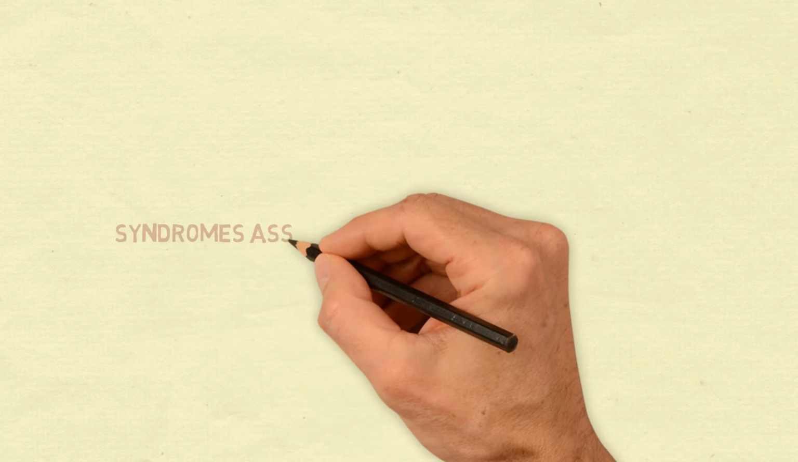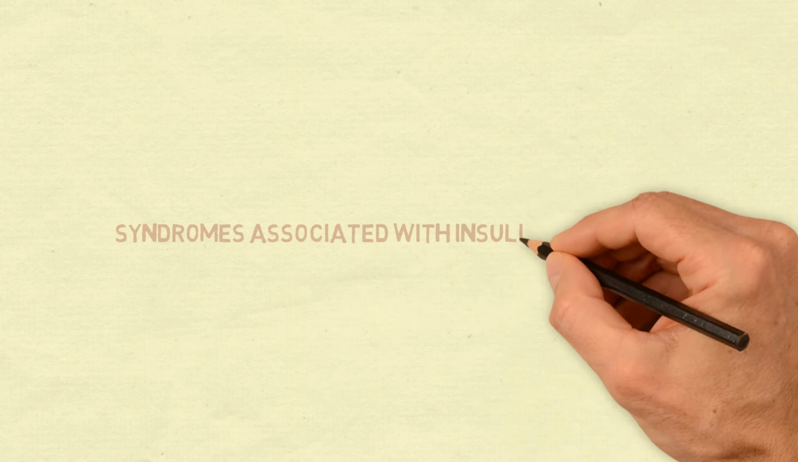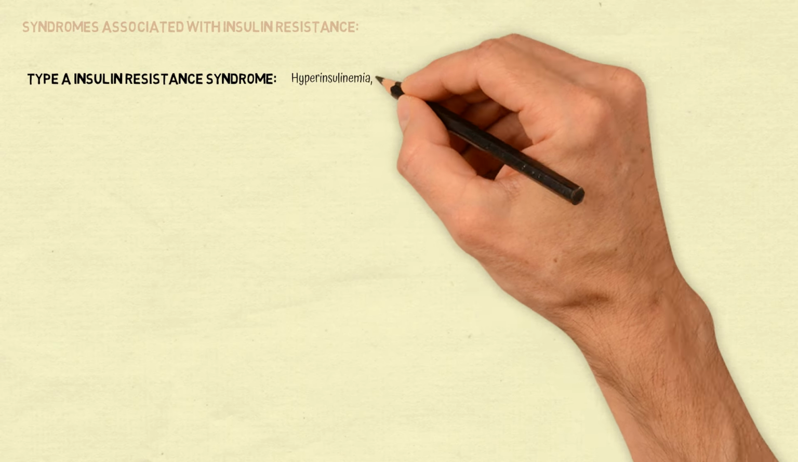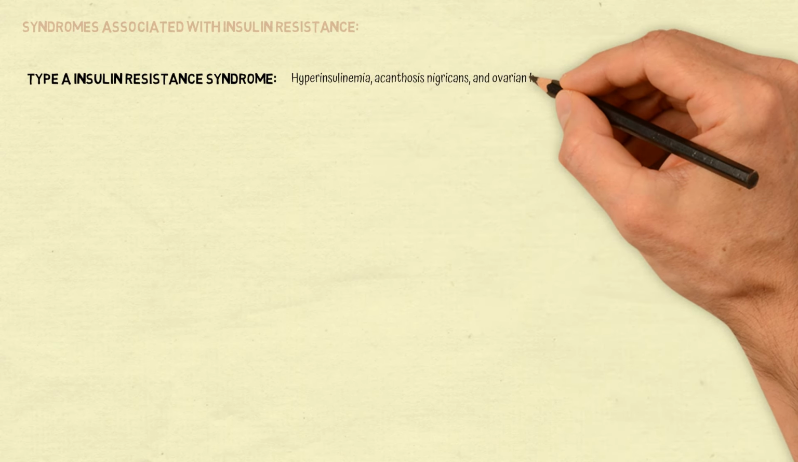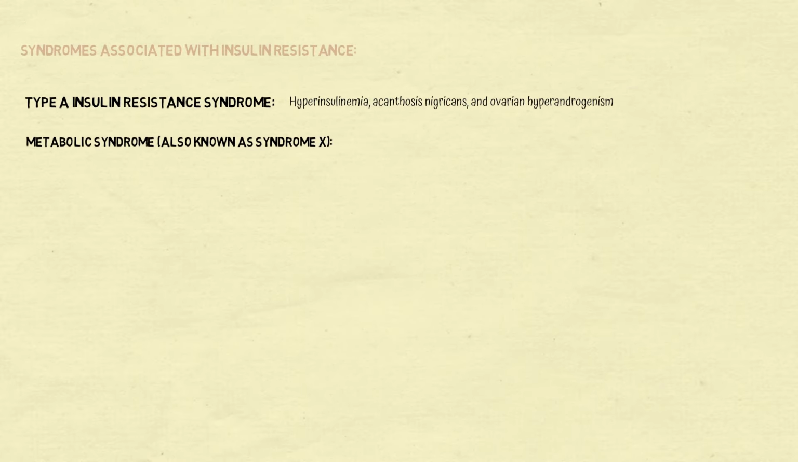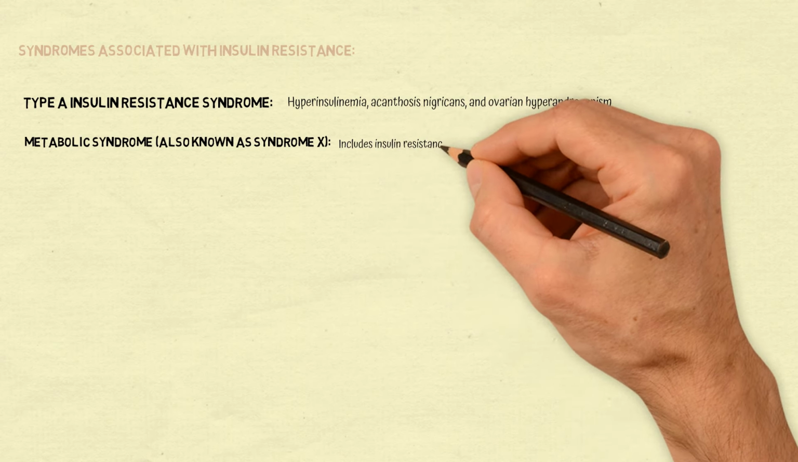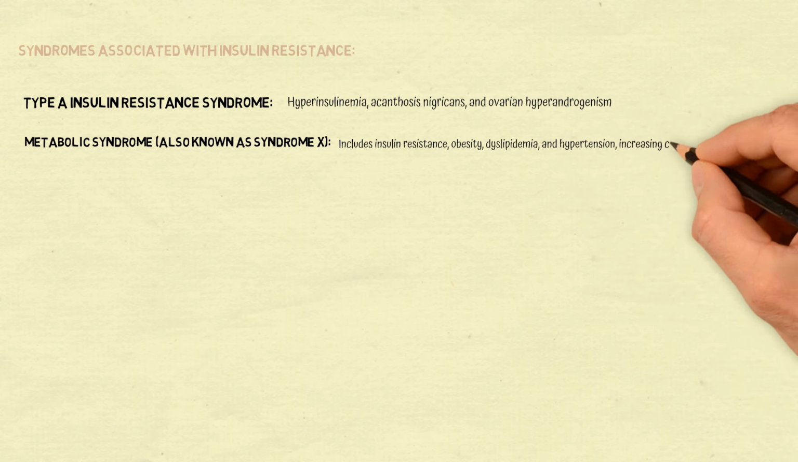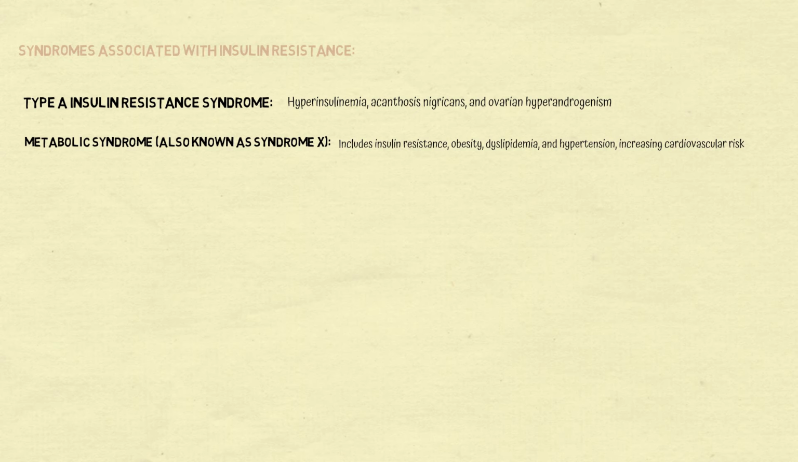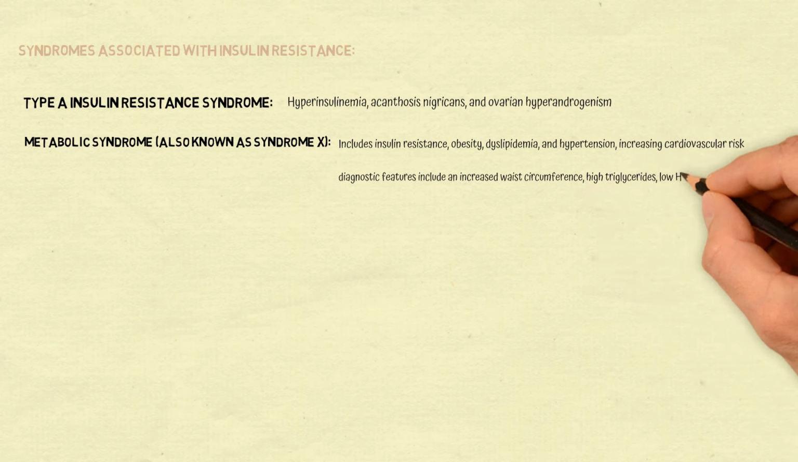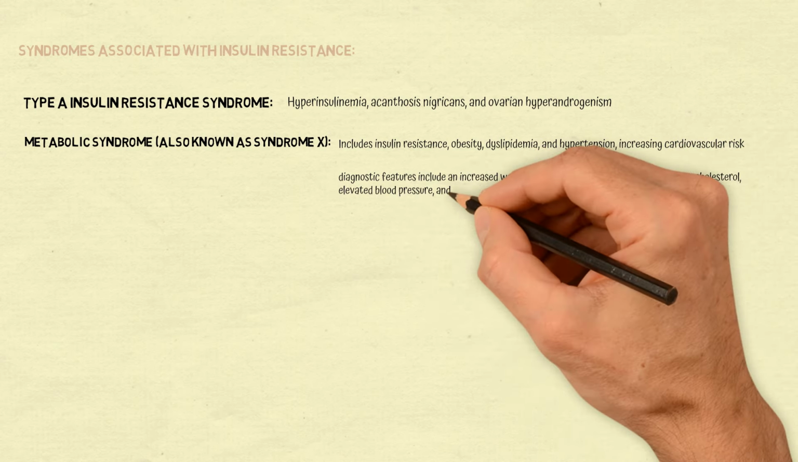Insulin resistance isn't unique to type 2 diabetes. It appears in several other conditions too. 1. Type A insulin resistance syndrome. This syndrome is marked by high insulin levels, acanthosis nigricans, and hyperandrogenism, often affecting women. 2. Metabolic syndrome, Syndrome X. Metabolic syndrome includes insulin resistance, obesity, high blood pressure, and abnormal cholesterol levels, all of which increase the risk of cardiovascular disease. Key diagnostic features include an increased waist circumference, high triglycerides, low HDL cholesterol, elevated blood pressure, and high fasting glucose.